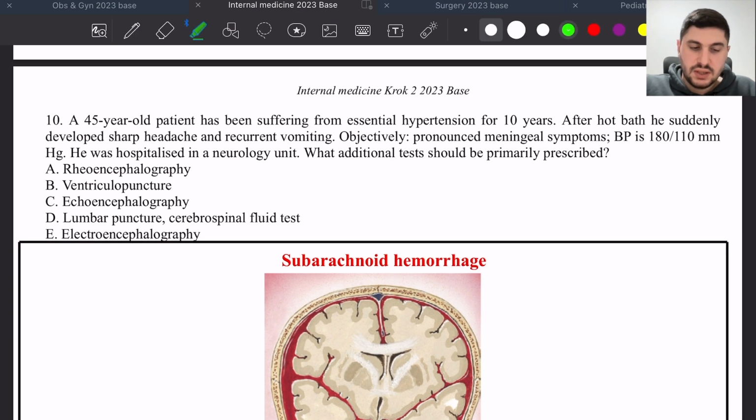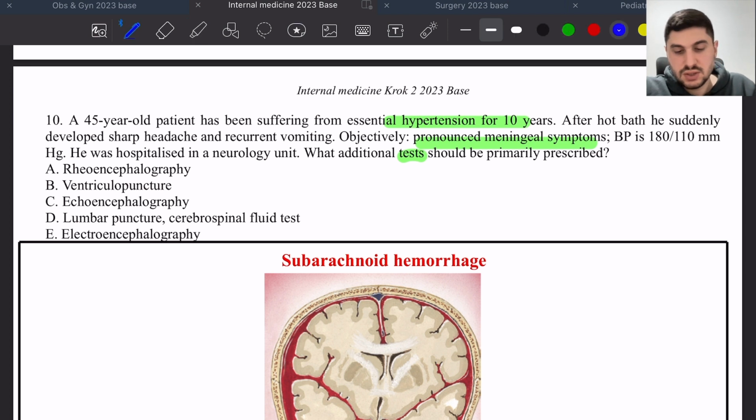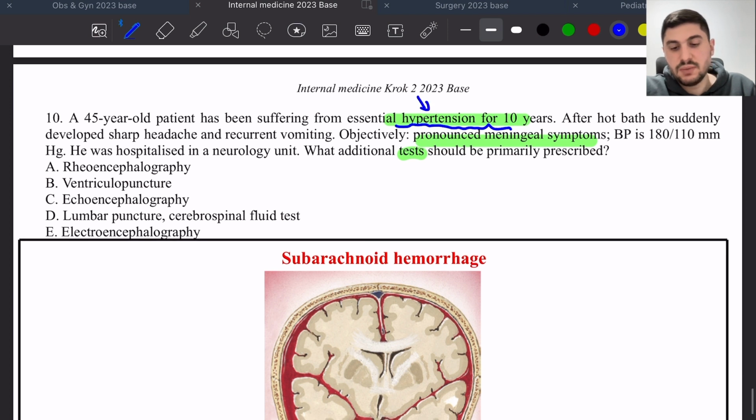Last question we have today is a 45-year-old patient has been suffering from essential hypertension for 10 years. After a hot bath, he suddenly developed sharp headache and recurrent vomiting, pronounced meningeal symptoms, blood pressure is 180 over 110, was hospitalized in neurology. What additional tests should be prescribed? So, also important question, repeated a lot.